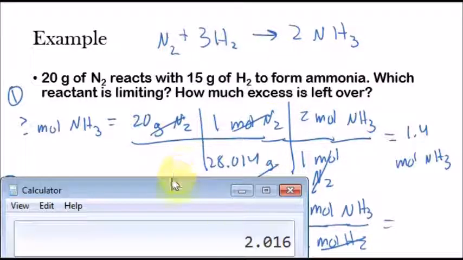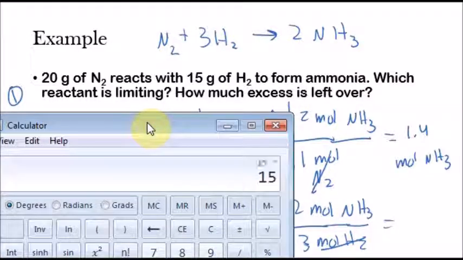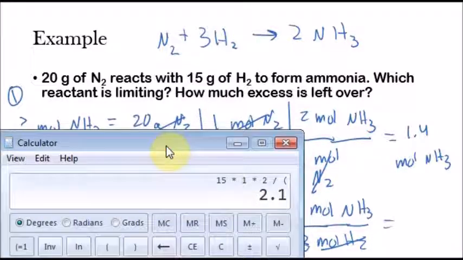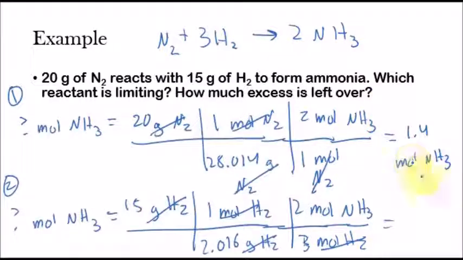And then we can just go ahead and multiply all this out. So 15 times 1 times 2, divided by 2.016 times 3. And we're given this 4.96. So we can round this to 5.0.